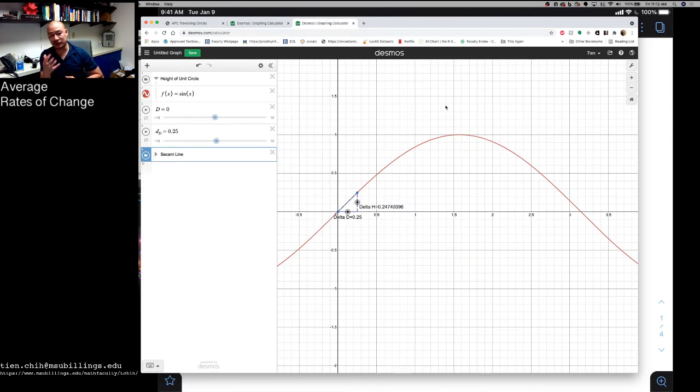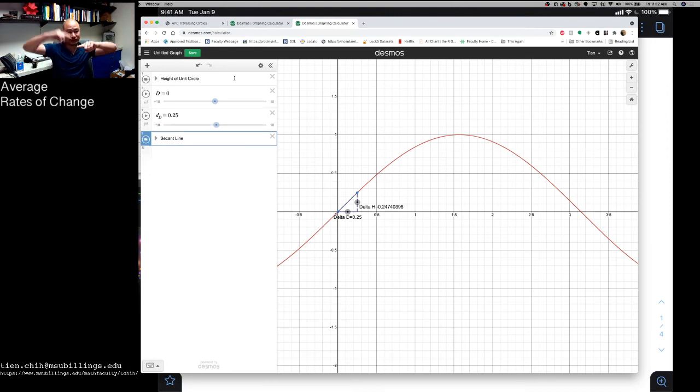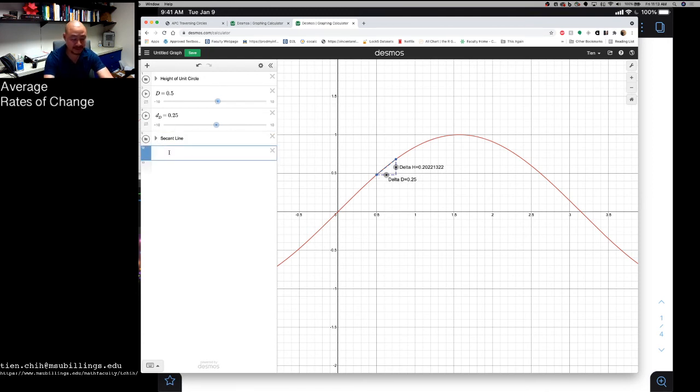And here I just have another way of visualizing this. Right here I have the height of the circle function, which is the sine of the unit circle. And so I have the distance traveled graphed against the height. So again, as we move forward, if we want to see what the average rate of change is, that's changing height over changing distance, right?